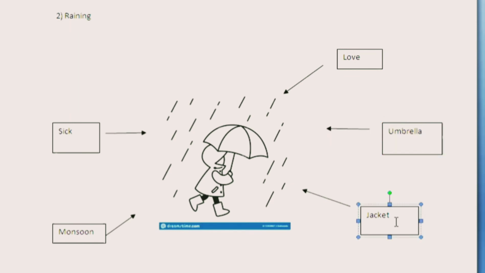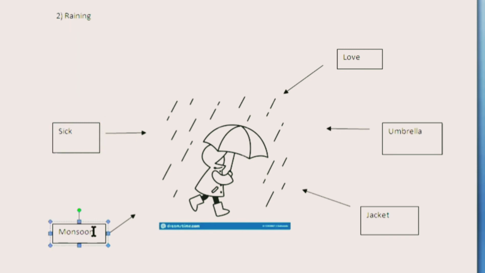Also, there's a jacket I wear so that I don't get wet. I don't get wet, so therefore I wear a jacket. You can also talk about if I don't wear a jacket and I get wet, I do get sick. So you can talk about why it is important to have an umbrella or jacket, because you get sick if you get wet in the rain.